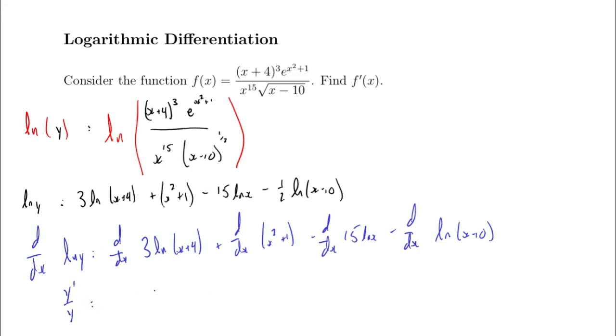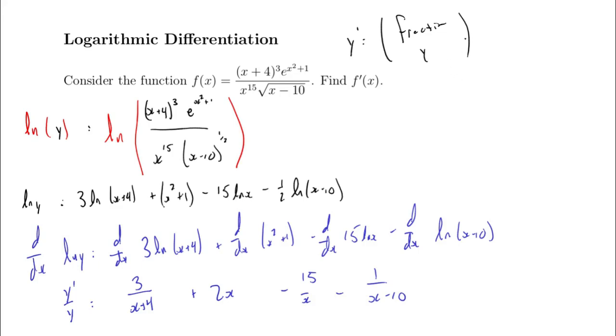Y prime over y is equal to, you ready for this? This is going to go fast. 3 over x plus 4, plus (2x minus 15) over x minus 1 over x minus 10. And so if we want the actual derivative here, y prime is going to be equal to y. I'm just going to write that big fraction y. I'm not going to write the whole thing because I'm lazy. Times this sum, 3 over x plus 4, plus (2x minus 15) over x minus 1 over x minus 10.